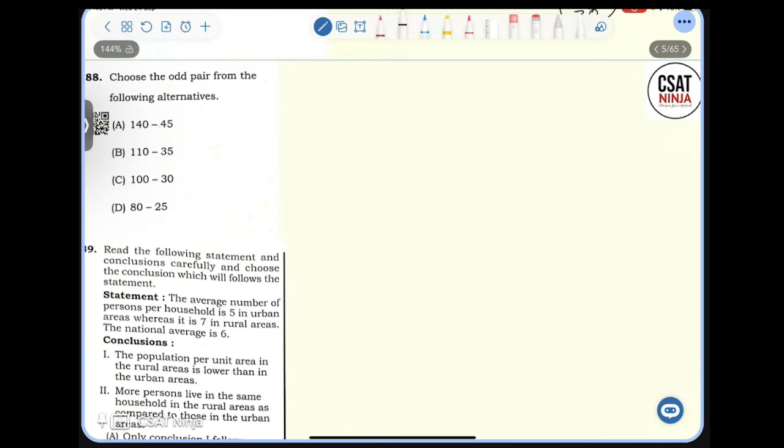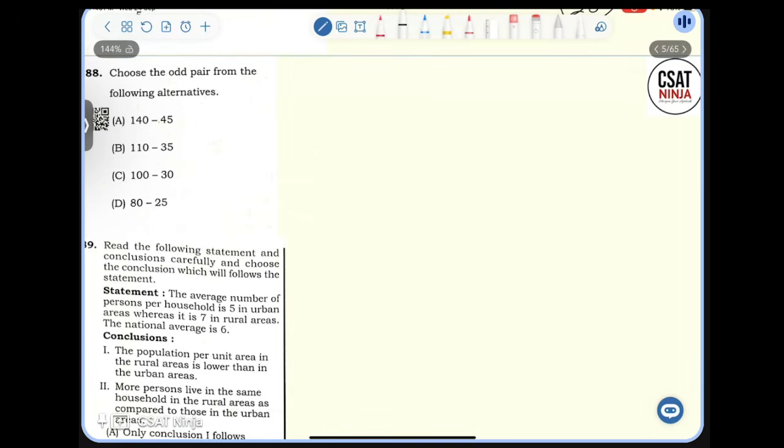Question number 88. Here it's a question based on odd pairs. Choose the odd pair from the following alternatives. So you have 3 options here. This is a topic where you need more practice. Number analogy or this kind of question, odd pairs out. If you don't practice, it will be hard for you to solve this kind of question in the exam. So if you are too lazy to practice, at least watch videos based on this kind of questions, okay? That's more than enough, because if you have an idea of how it works, then that's more than enough.